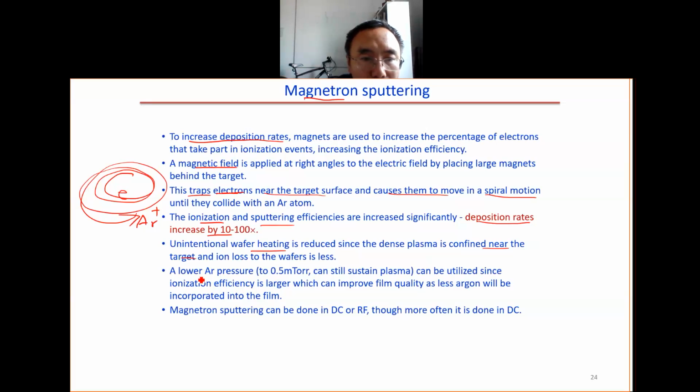And also we can use lower argon pressure, because it is more efficient. Because it is very high efficiency, we can have lower argon pressure and still ignite and sustain the plasma. So this is also good. The magnetron sputtering can be run in the DC and RF mode, but it is more often used in the DC mode. But RF mode is also very, very common.